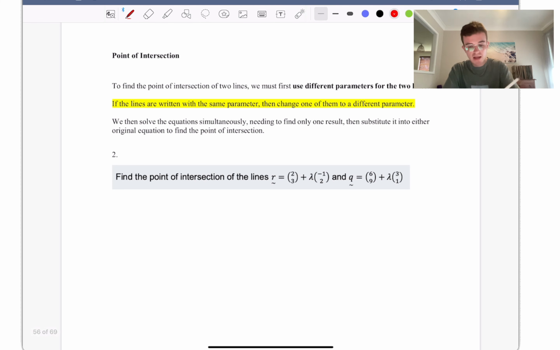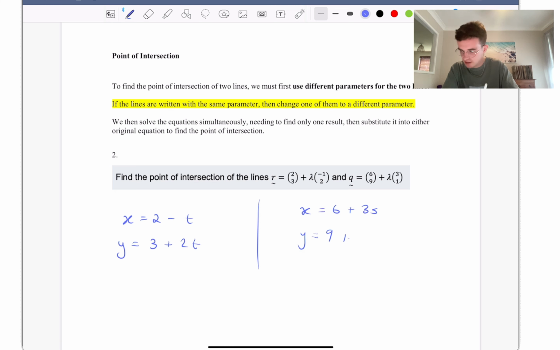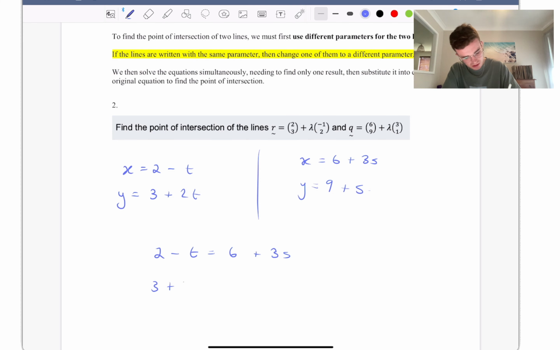So let's parameterize these and let's set the parameters to be t and s, nice and easy. So x is going to equal 2 minus t, y is equal to 3 plus 2t, and in the second one, x is equal to 6 plus 3s, and y is equal to 9 plus s. Let's solve those. So 2 minus t is equal to 6 plus 3s, and 3 plus 2t is equal to 9 plus s.